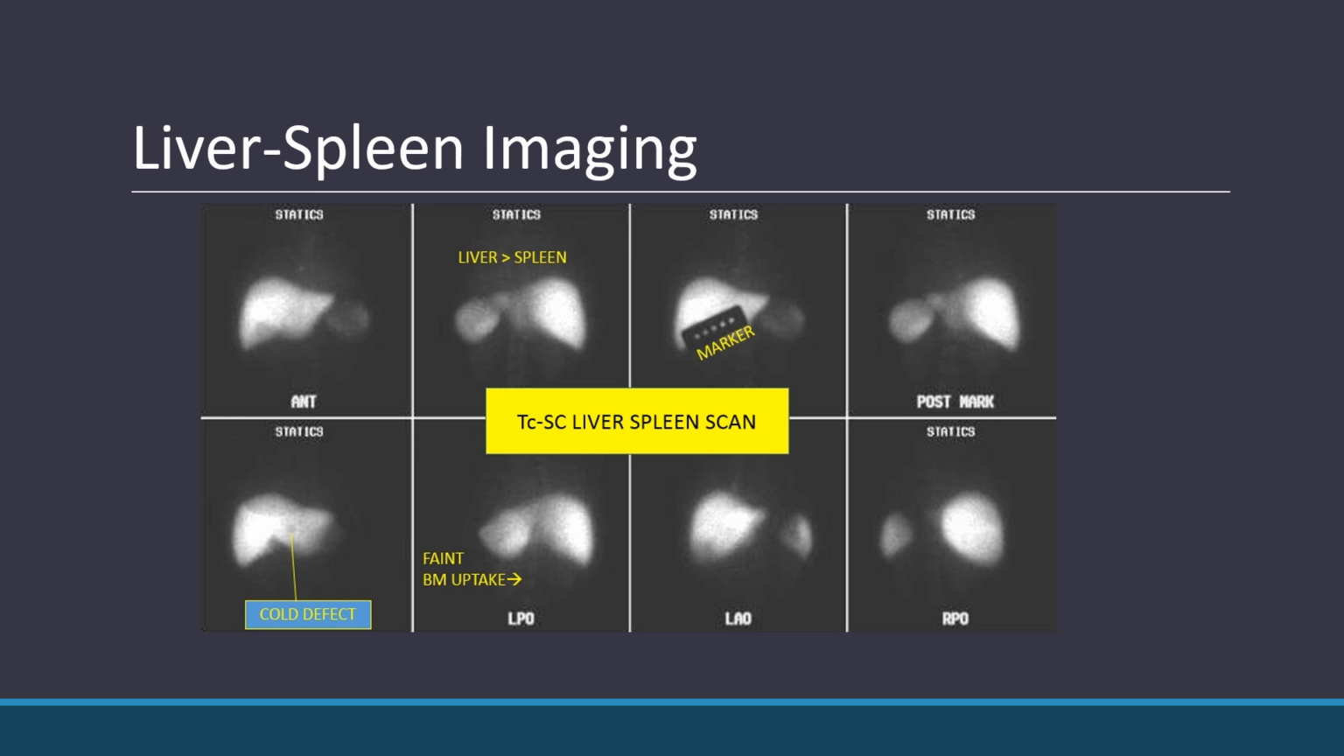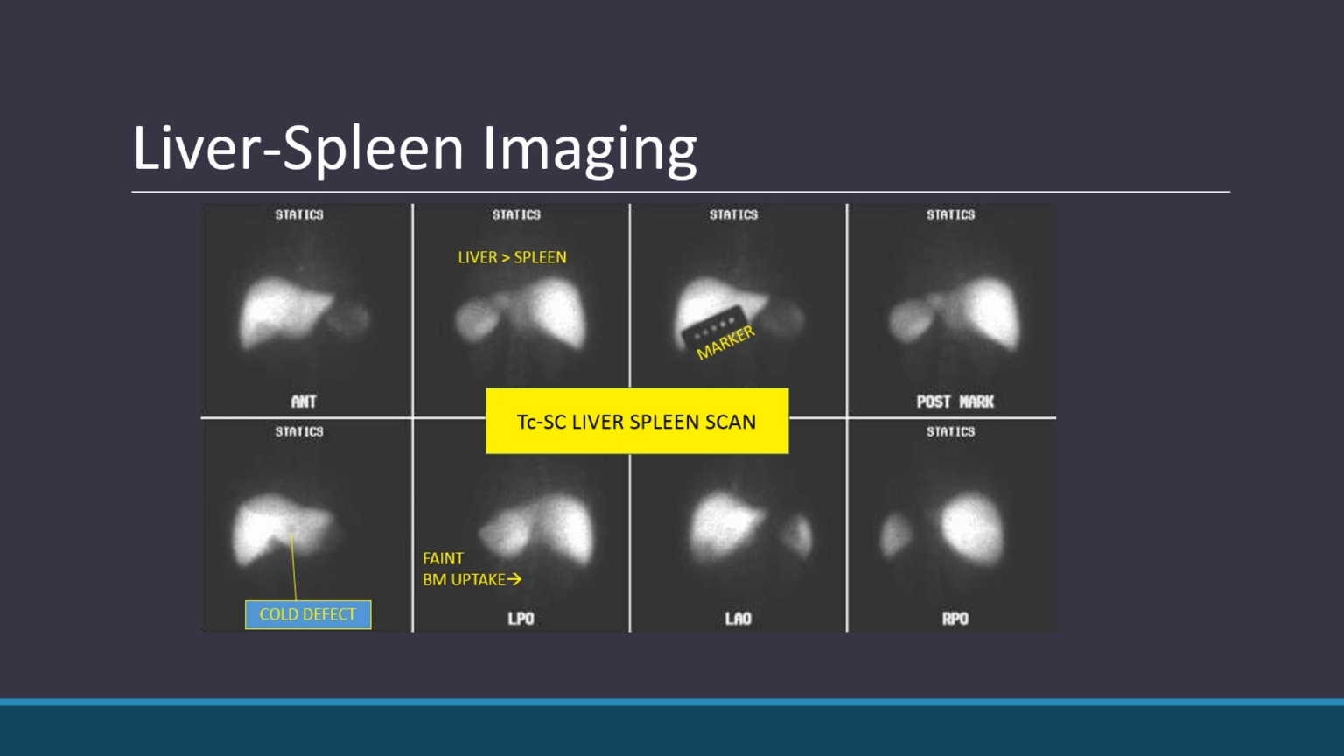So this is an example of a liver-spleen study. This is fairly normal looking. You have a lot of increased activity. The liver should be the brightest thing. The liver uptake should be greater than the spleen on this one. And then you'll see some faint bone marrow uptake because you should see liver, spleen, and bone marrow because you're looking at the reticular endothelial cells.